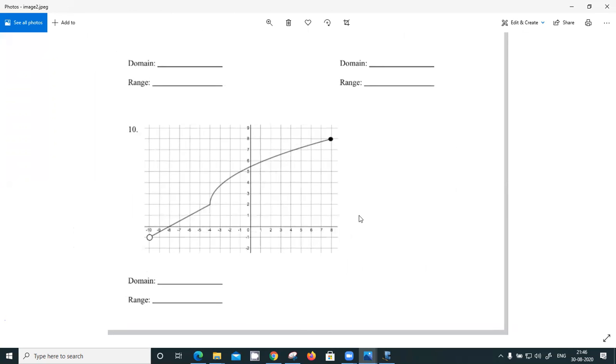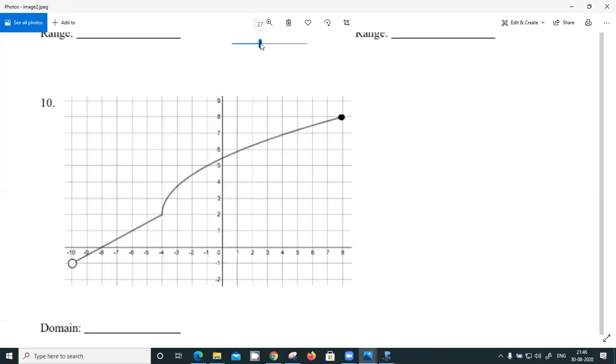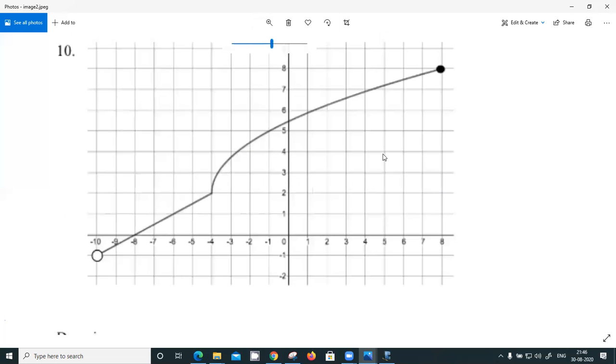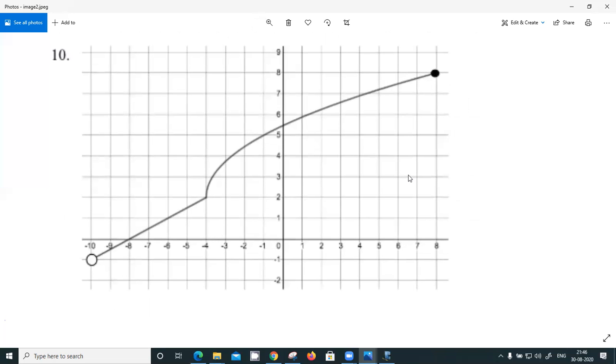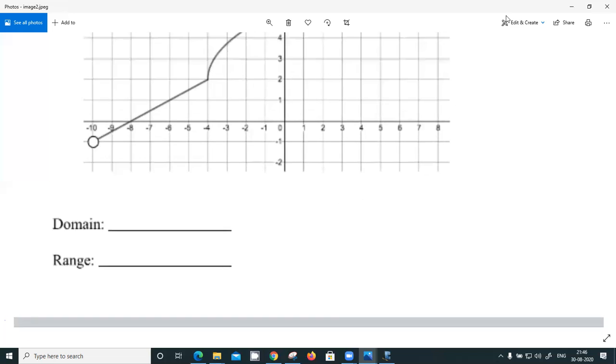And what about this one? Okay, so your domain is going to be negative 10 comma 8, but negative 10 is not included, but 8 is, so it would be a hard bracket. Okay, and then your range is going to be negative 1 comma 8, with negative 1 not being included, and 8 is going to be included.